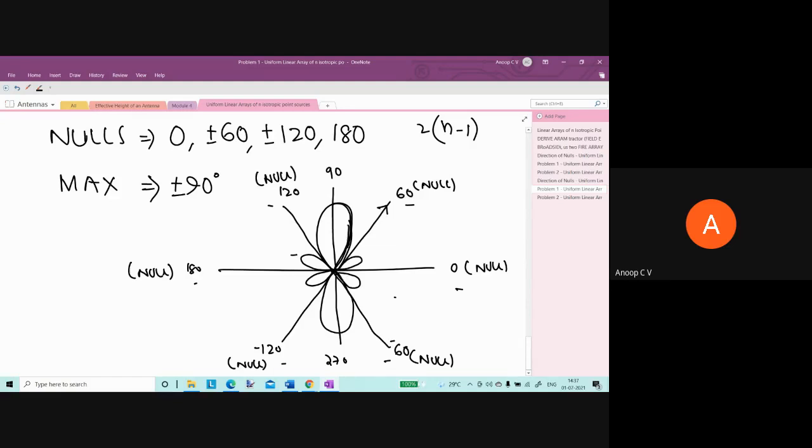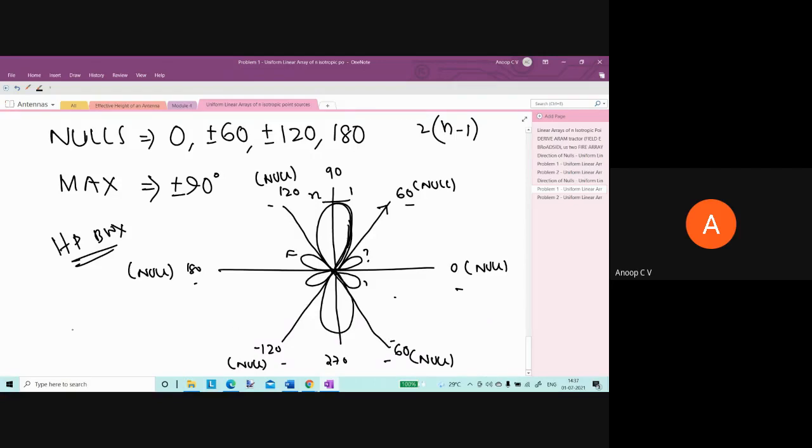We are not interested in these magnitudes. What is the magnitude? What is the half power beam width? We don't have to find that out, right? If you plot this much, that would be more than sufficient. If it is normalized, this value will be 1. If it is not normalized, the maximum value will be n. That is what you have to keep in your mind.